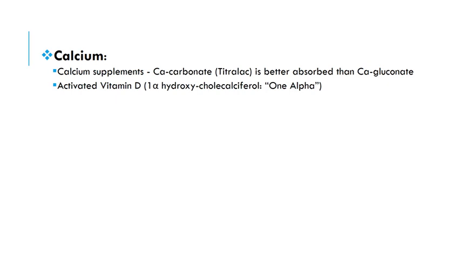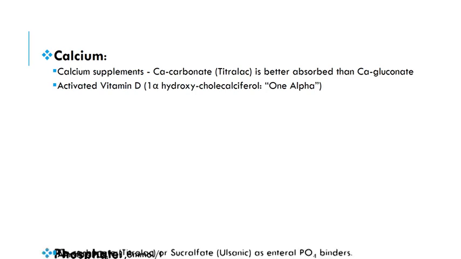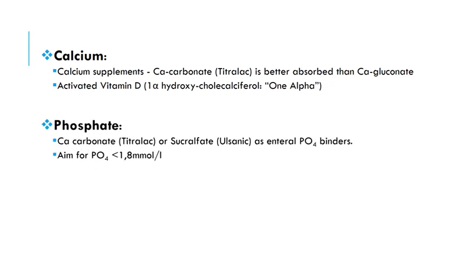So if your liver is functioning well, it will be activated. However, with kidney injury, we might not see this working as well. So in these patients, we give them 1-alpha, in which it is already partially activated. If your phosphate is high, we will give a phosphate binder. We're trying to aim for phosphate of less than 1.8.